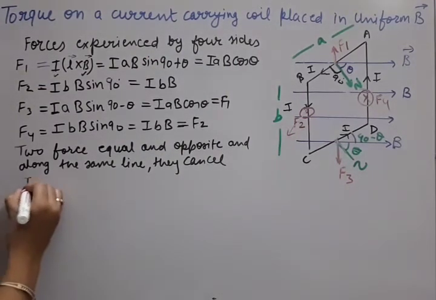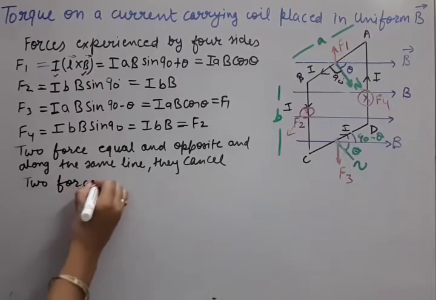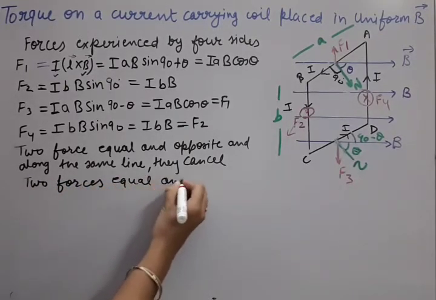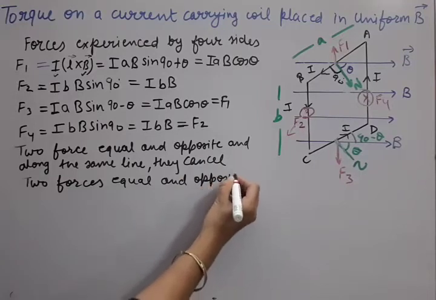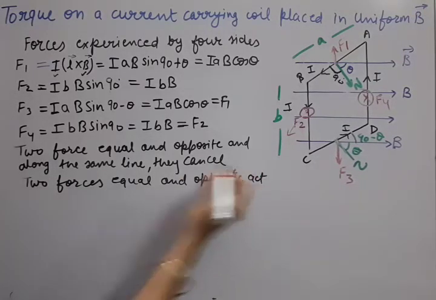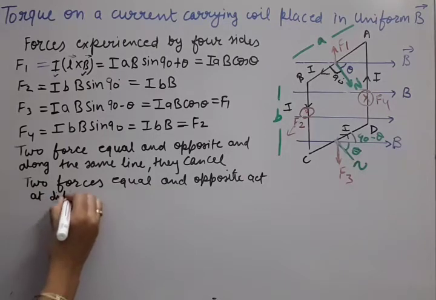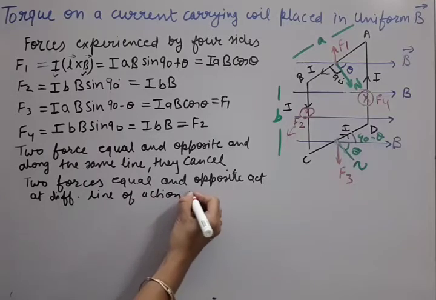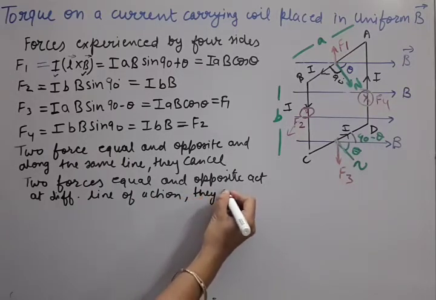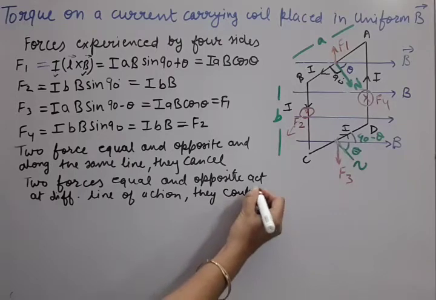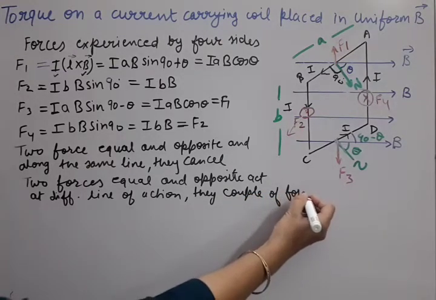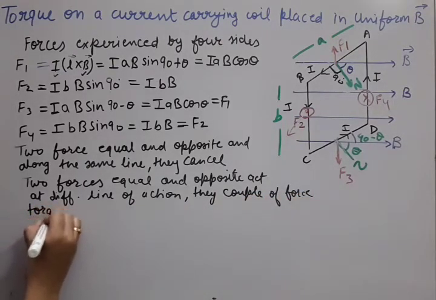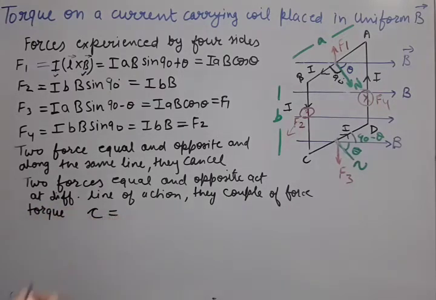So when two forces, equal and opposite, act at different lines of action, then they make a torque. They make a couple of force. We can call it couple of force, or we can call it torque. So actually the torque will be formed. Clear? This we have discussed before also.